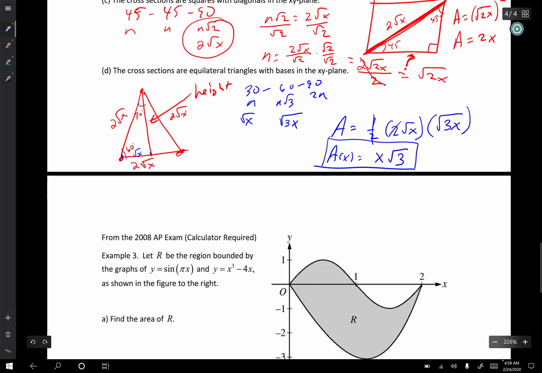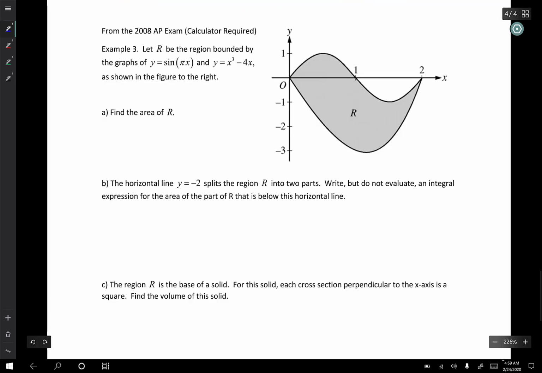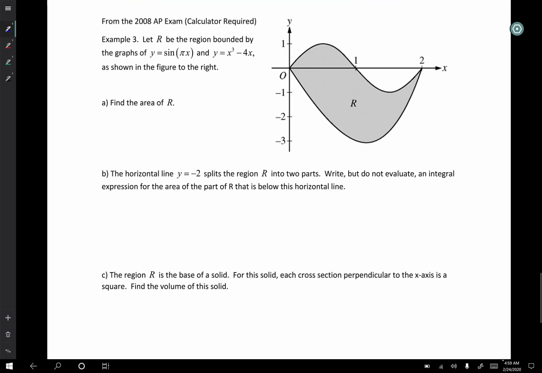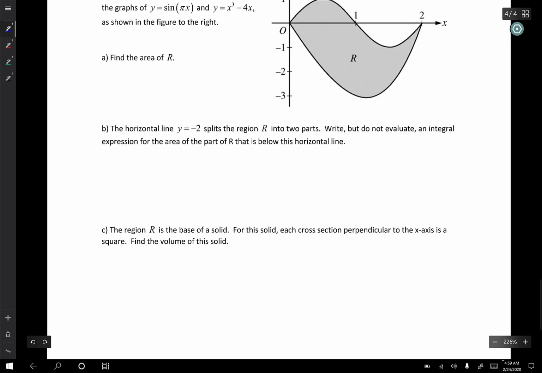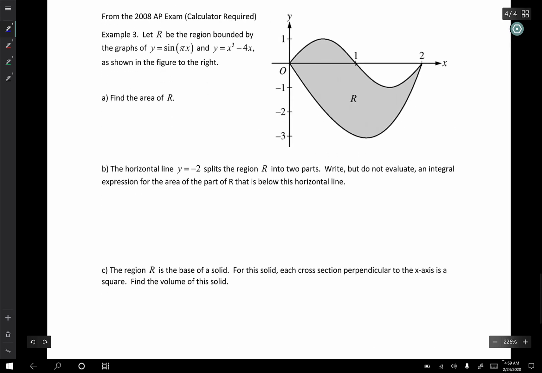All right. Here is one from 2008. I think we already did letter A and B together, guys, or we did it recently. But we'll start it again anyways, no big deal. And yeah, let's get this rolling, guys. So from the 2008 exam, calculator is required. So let's see if we can do this.